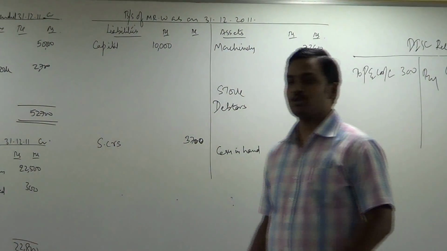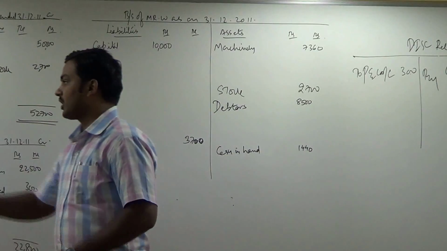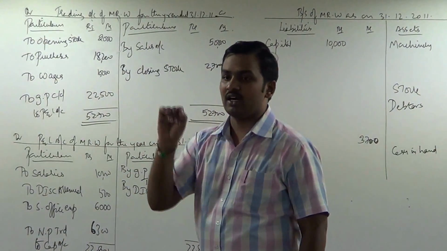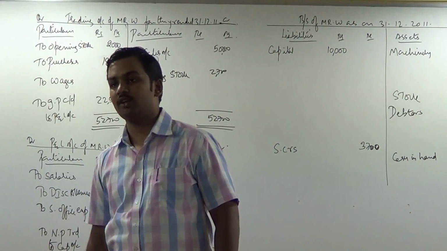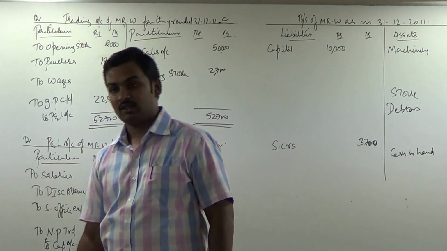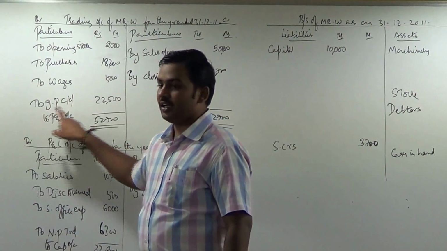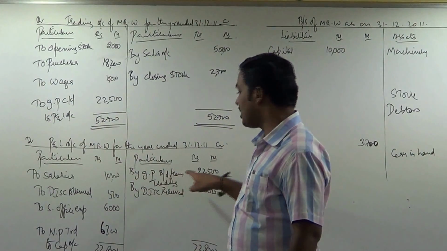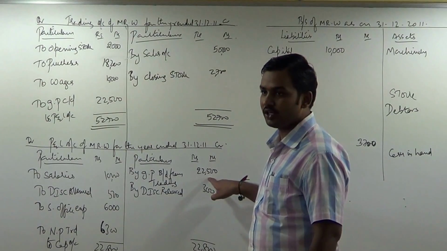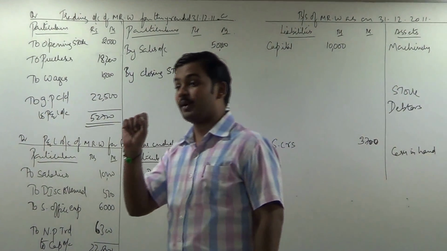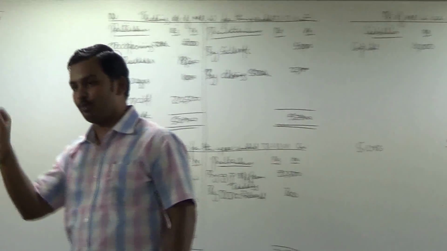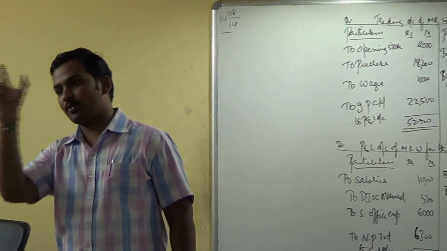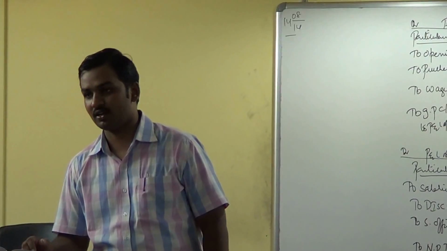See, here we actually passed two entries. For transferring gross profit, we have passed an entry, trading account debtor to P&L account. In trading account we are writing to P&L account 22,500. In P&L account we will be writing by trading account 22,500. What is the entry we have passed? Trading account debtor to P&L. When you pass this entry, trading account gets closed and the profit comes to the profit and loss account.